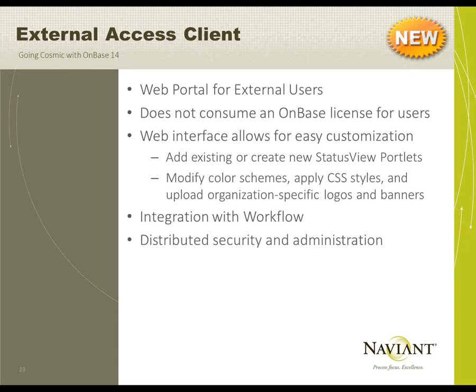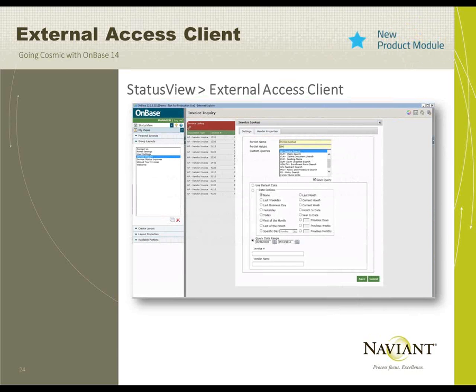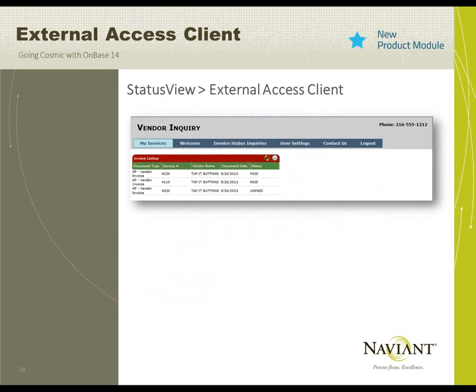And I mentioned the distributed security and administration pieces before. I'm just going to go in here. This may look familiar if you've worked with Status View before. You see here's the Status View configuration within the web client. This is showing a custom query. And if we go through here, then we will see that same custom query showing up within the external access client. The tabs that you see there are completely configurable. Different tabs will be available if a user has super user or administrator privileges as well.